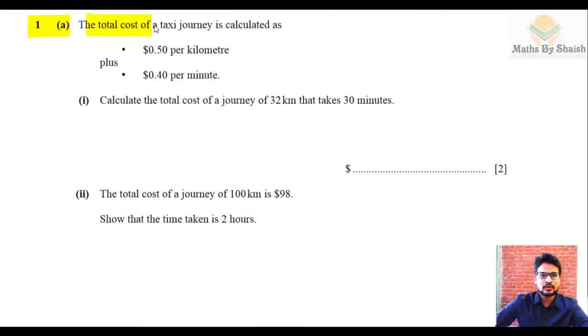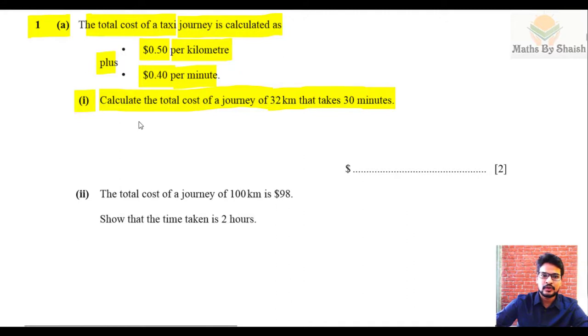Part A: the total cost of a taxi journey is calculated as $0.5 per kilometer plus $0.4 per minute. First part is calculate the total cost of a journey of 32 kilometers that takes 30 minutes. So it includes the kilometers and also the minutes. So it is going to be 32 kilometers, and for the 32 kilometers the rate is $0.5 per kilometer.